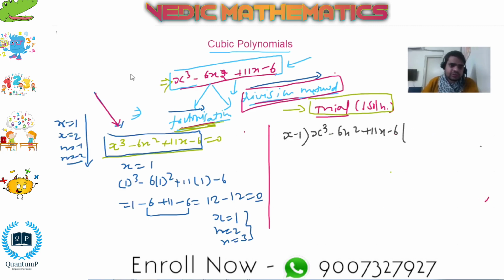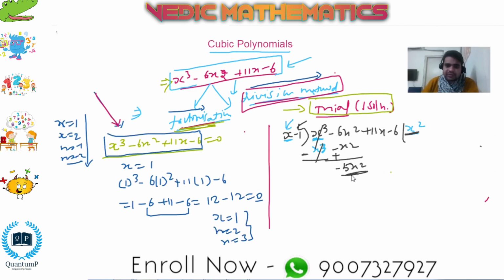x cube will be divided by x first, so it will give you x square. Then x square is multiplied with x, which will give you x cube, right? Then I'll do the subtraction, so this will be 0. Then x square is multiplied with minus 1, that is minus x square. Then I'll do the subtraction here also, meaning put a plus sign, so this will give you minus 5x square.